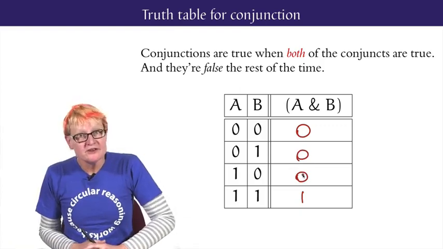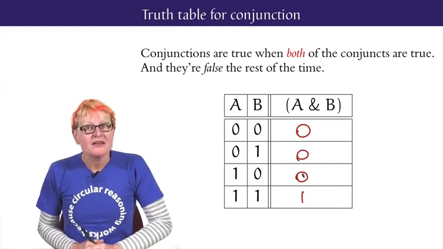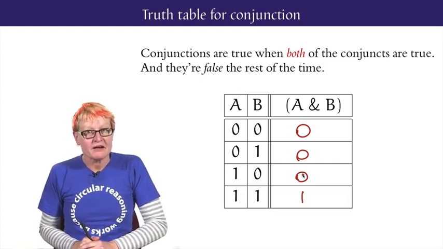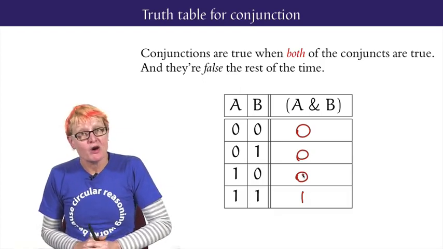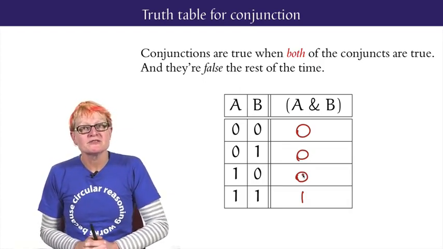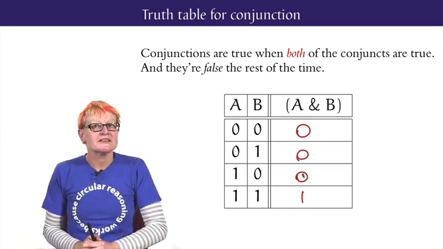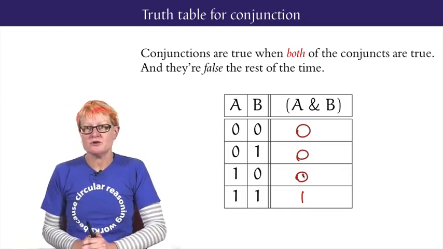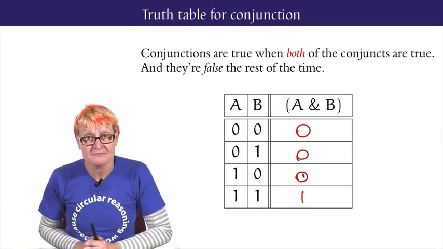Notice that if we reverse the order and look at the truth table for B and A, then we get exactly the same pattern. 1 or true when both of the conjuncts are true, and 0 in the other three rows. What this tells us is that the operation of conjunction is commutative. The order doesn't matter, in the same way that addition is commutative. 3 plus 4 is the same as 4 plus 3.